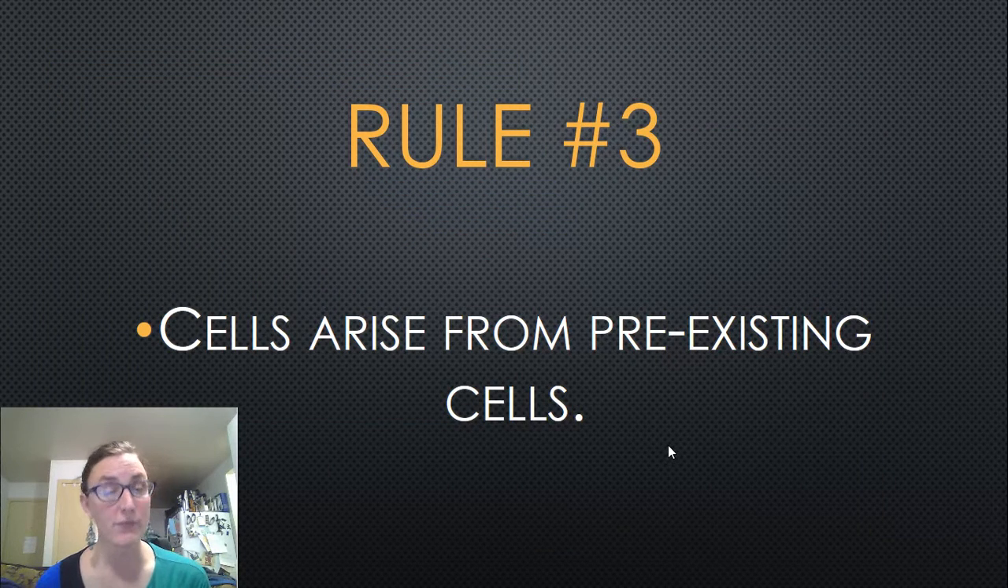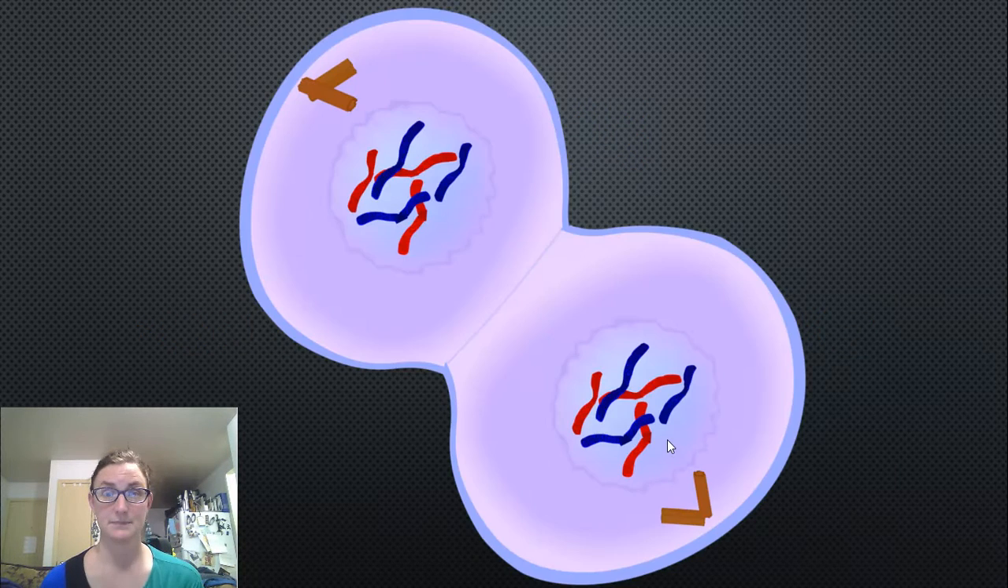Now rule number 3 is cells arise from pre-existing cells. This means that you can't make a cell without another cell. The cell will double all of the stuff inside of it and then split in two, right here at this crease. And that's how a cell makes another cell.